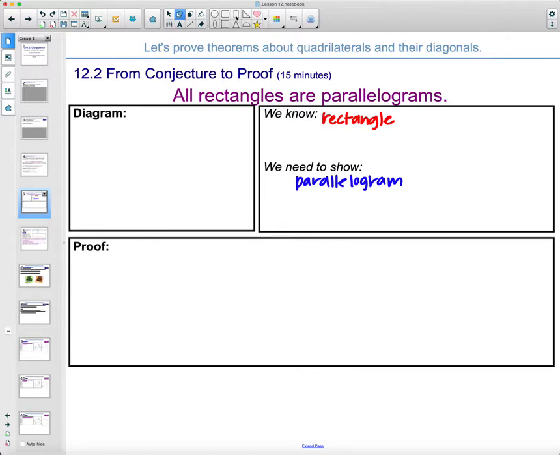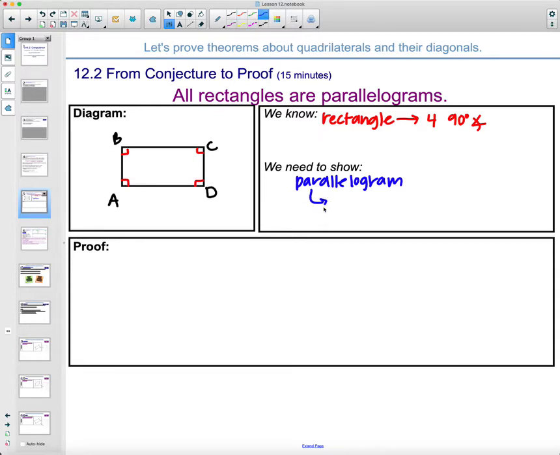So you can draw yourself a diagram. If we draw a diagram, again, we have a rectangle. So we're starting with a rectangle. I'm just going to draw a rectangle, put some letters on it. Some things that I know from a rectangle: a rectangle has 4 90-degree angles. So I will just mark those angles in here. This is what I have to start with. And then we need to show that it's a parallelogram, but how? How do you show that something is a parallelogram?